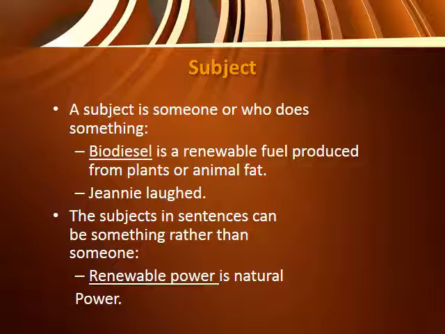Subjects can be something rather than someone. As an example, renewable power, and it does not necessarily have to be just one word either. It can be more than one word. "Renewable power is natural power." The verb is "is." What is natural power? Renewable power. And renewable power is the subject.